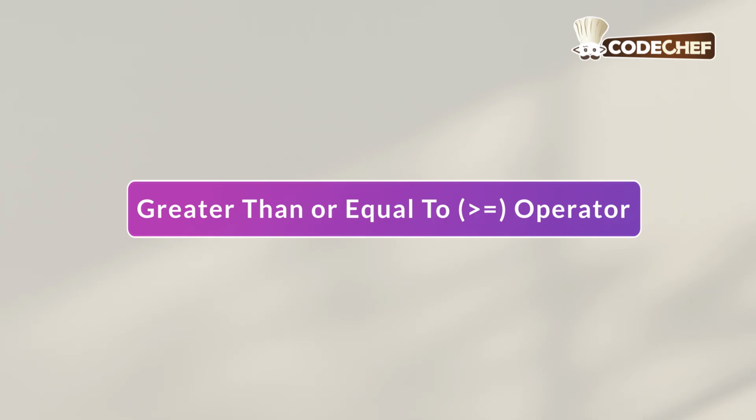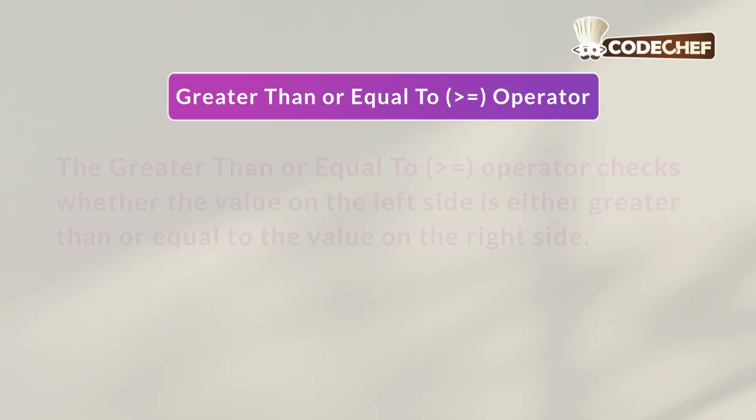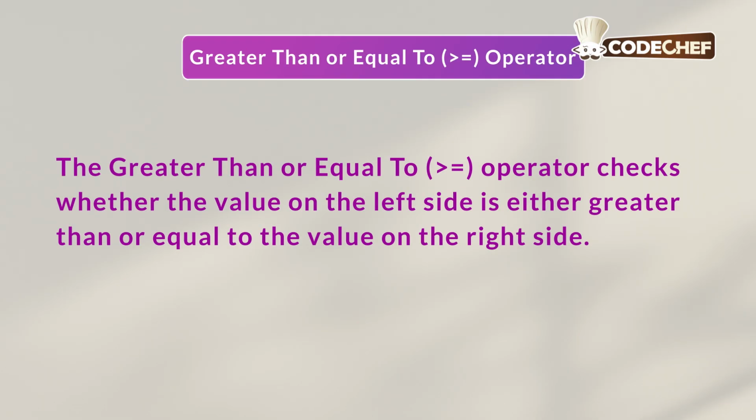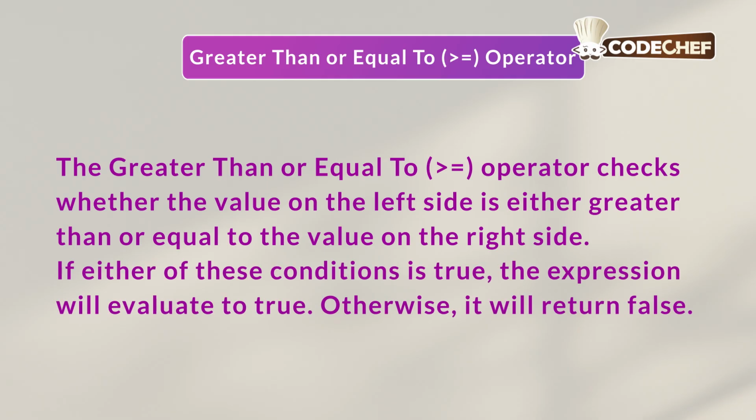Greater than or equal to operator. The greater than or equal to operator checks whether the value on the left side is either greater than or equal to the value on the right side. If either of these conditions is true, the expression will evaluate to true. Otherwise, it will return false. Let us understand this better with the help of the syntax.